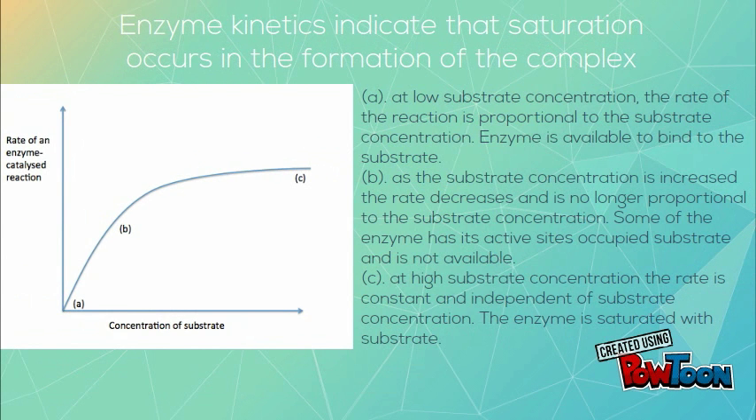This graph shows the concentration of substrate compared to the rate of the reaction. As the substrate concentration increases, the rate of the reaction increases until the enzyme becomes saturated with substrate. This shows a logarithmic relationship between the two variables.